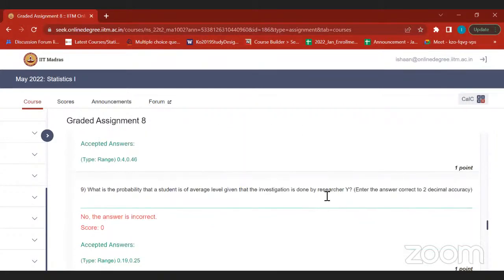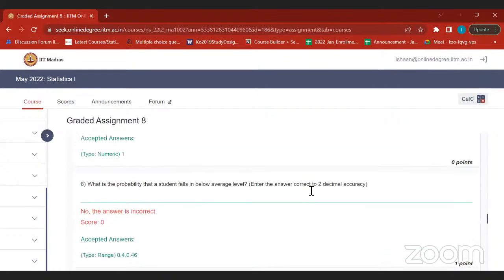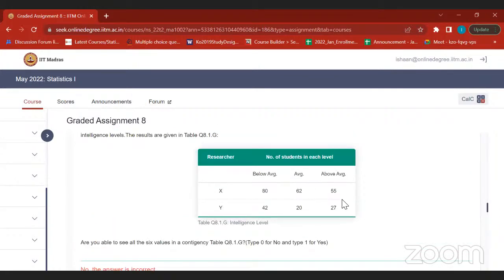Yes, sir. Okay, so given that investigation is done by researcher Y, my new sample space is only this second row, right? Within that, you have to find the probability of being an average student. So that's 20 upon this row sum, right? That's what given means. Whenever you are given that some event has occurred, it is your new sample space.